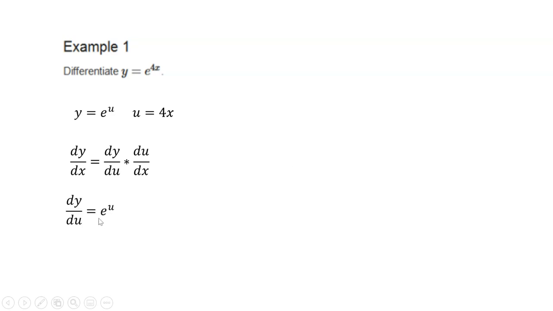It looks like this. dy/du of e to the u is e to the u, and du/dx is 4. So I'm just going to multiply those two things together. So the result of that is this. dy/dx, when you multiply those two together, is just simply e to the 4x multiplied by 4. So the e to the u part is the e to the 4x, and you multiply that by 4. It's really that simple, right?